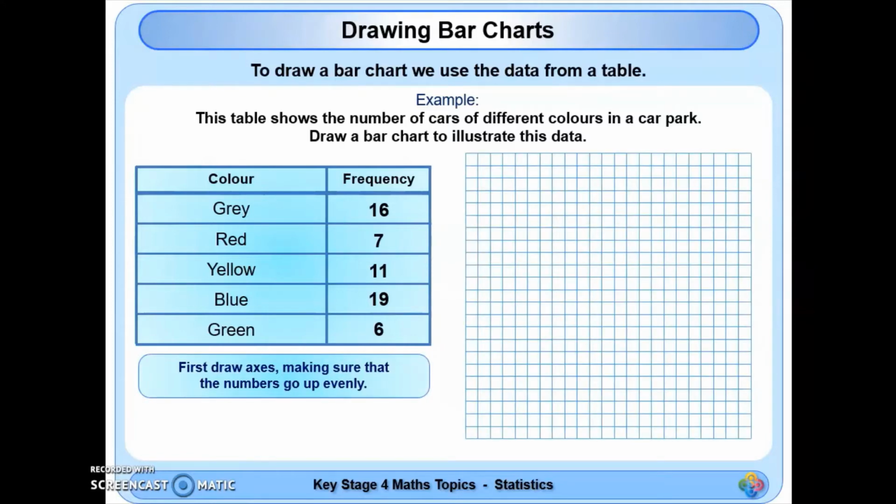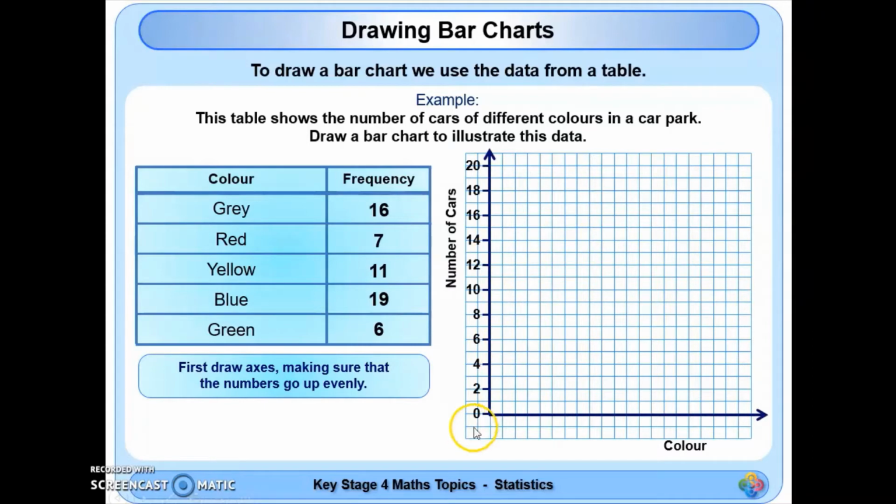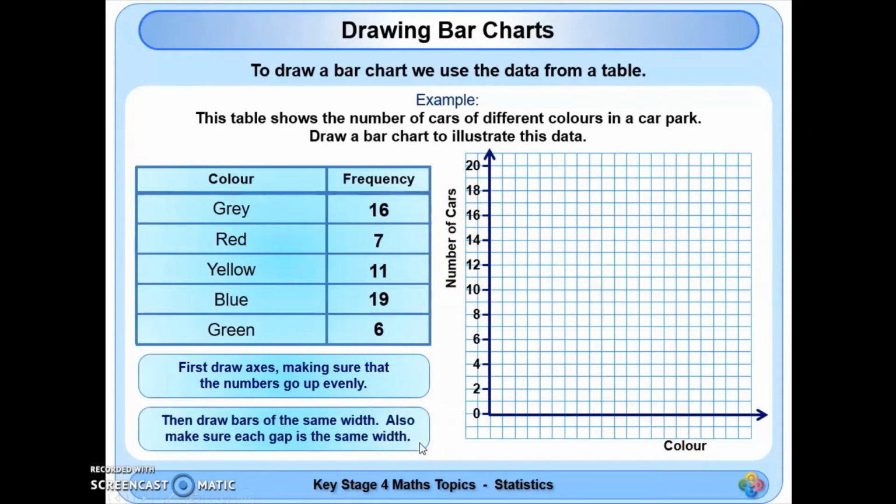At first, we need to draw out some axes, making sure that the numbers go up evenly. So what it's mentioning there is we need to ensure that our scale is appropriate. If we're representing 1 by 1 square, that's great, but we need to make sure that is consistent for the whole axis. We can't change the scale somewhere throughout the axis. It needs to be consistent. I've labelled my axes with colour along the bottom. As I mentioned on the previous few slides, we need to make sure that the bars we're going to draw are of equal width.